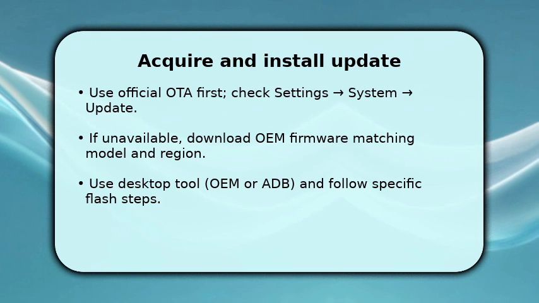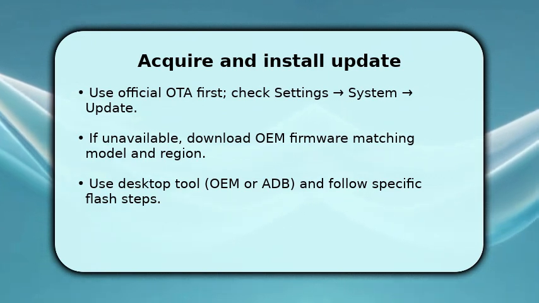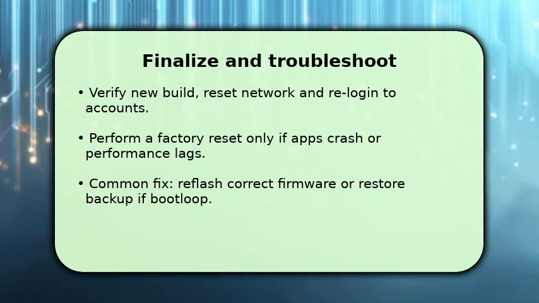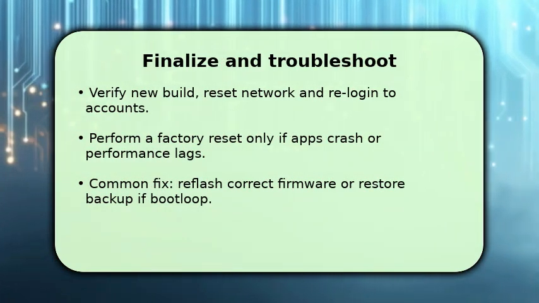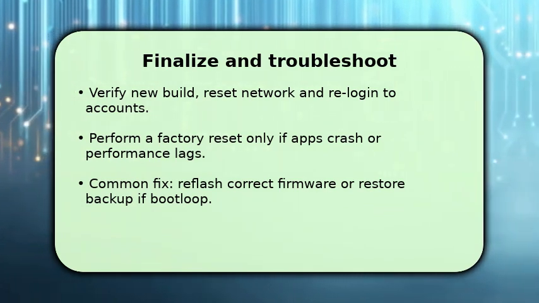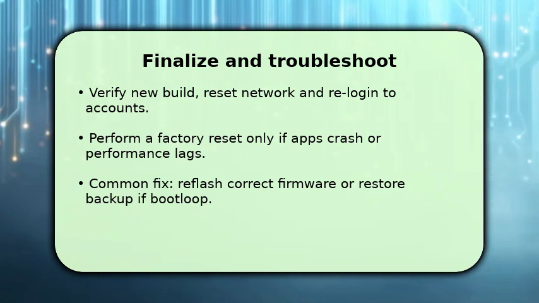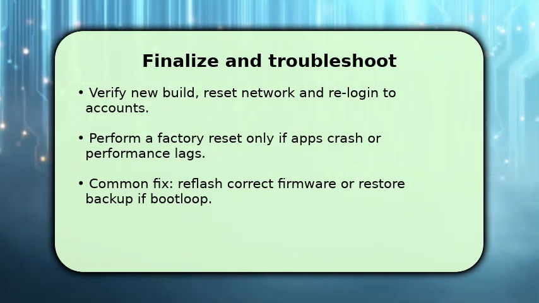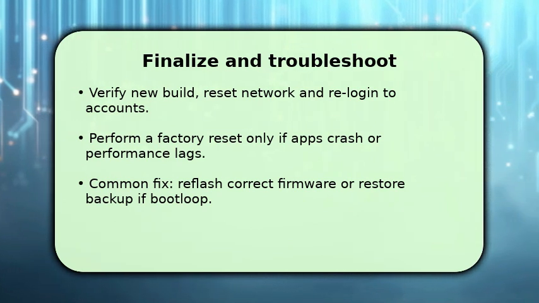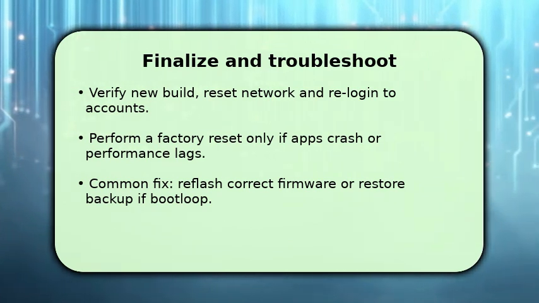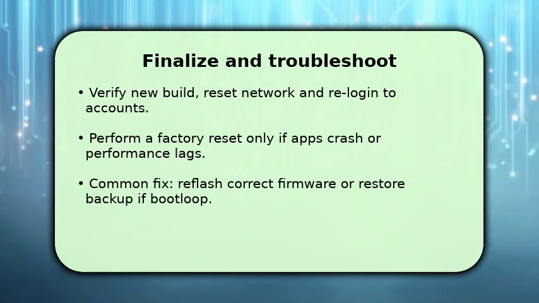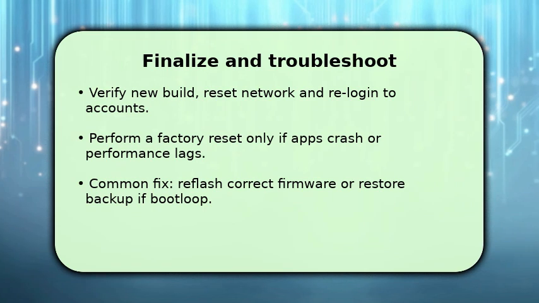After installation, you finish by confirming the new build in settings and checking that Wi-Fi, calls, and sensors work. Re-logging to accounts resolves many sync issues. If performance is poor, clear cache and then factory reset as a last resort. This solves leftover conflicts. If the phone won't boot or is unstable, first boot to recovery and try reflash of the correct firmware. If that fails, restore your backup and contact OEM support. This troubleshooting order minimizes data loss and gets you stable results.